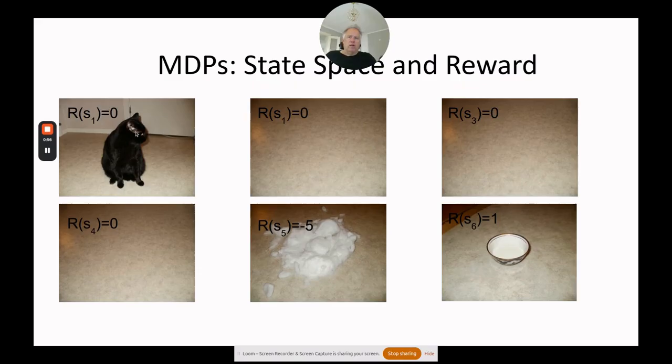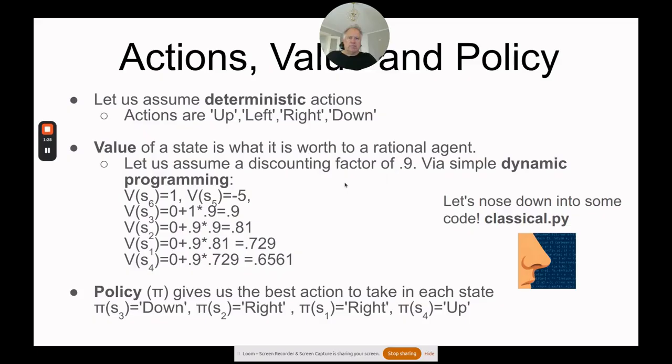State 1 is right here, and there's 0 reward. So if Borchka is in that state, there's no punishment and no reward coming from the environment. If Borchka makes it to state 6, there's a bowl of milk, and that's a positive 1 reward. So that's good. If Borchka comes to where there's snow, she doesn't like having snow under her paws. So that's a -5 reward. Okay, so this is the state space. And we only have reward assigned at terminal points in state space here.